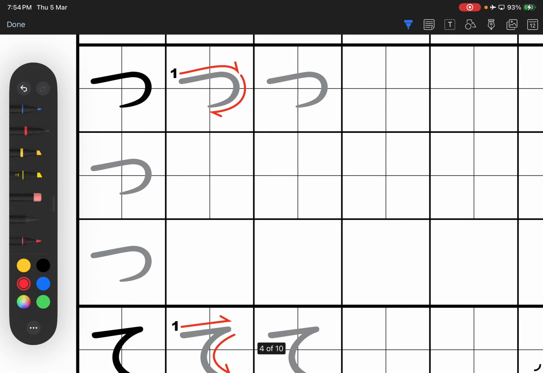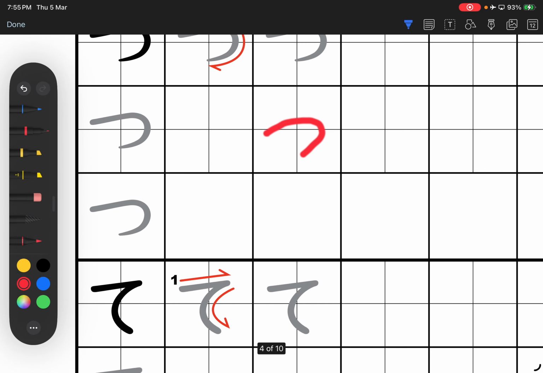Yes, how to write it. Okay, watch this. You know prawn? Just draw a prawn. Yeah, it looks like a shrimp. Okay, we move on to the next one.